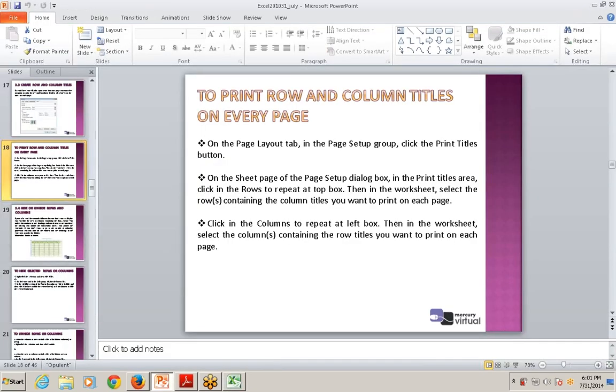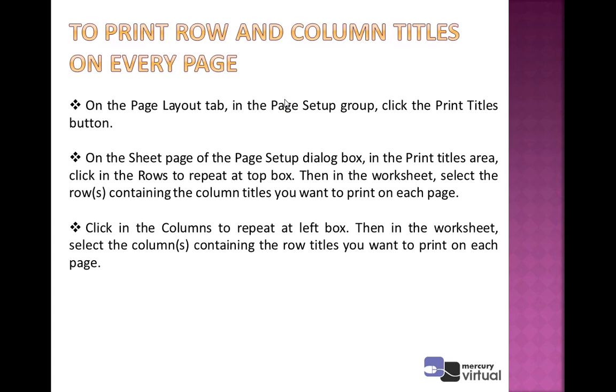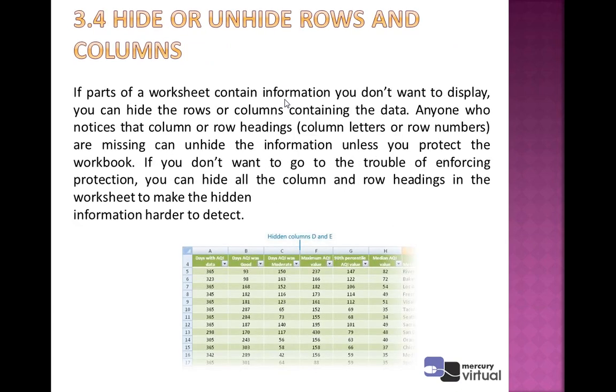This is how we can print rows and columns on every page. We can set any row or any column. There is no compulsion that it be only the first row and the first column. You can use any row or any column to print on every page whenever you take the printout. So this is how we can do it. Simply go to the Page Layout tab, go to the Page Setup group and click the Print Titles button.